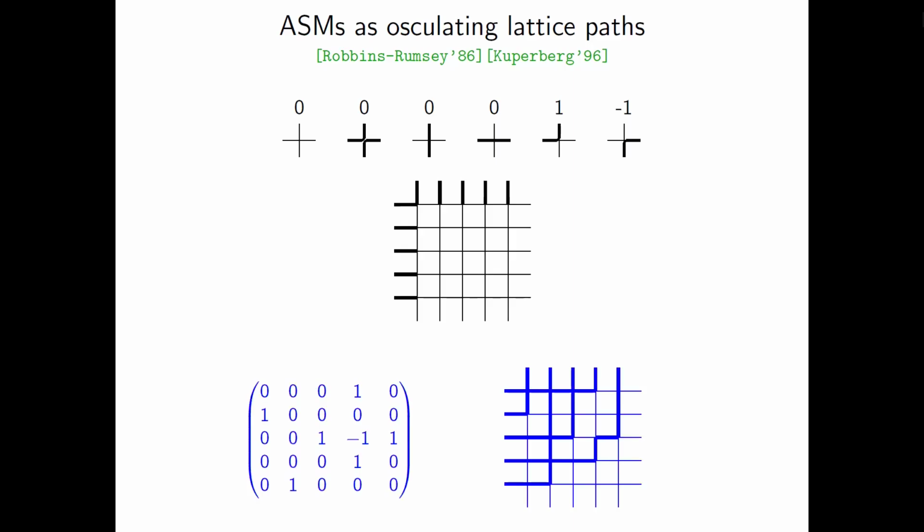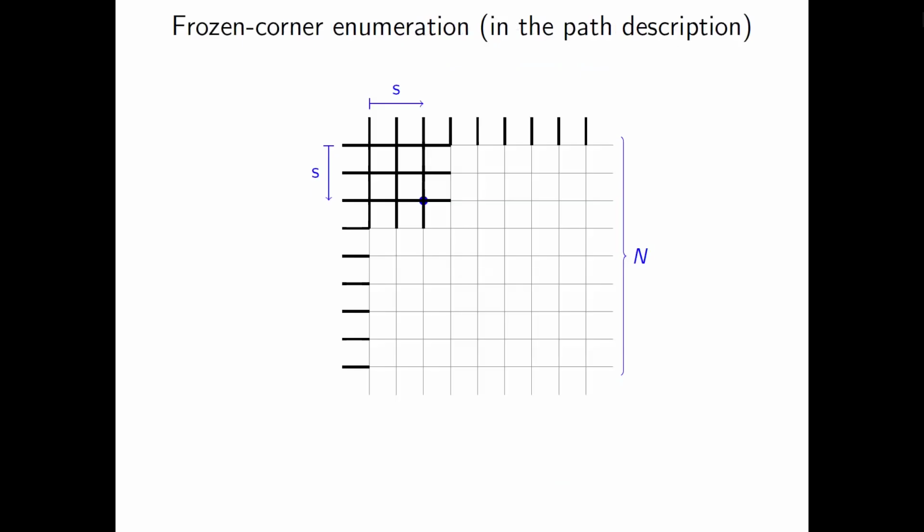The point is that the first row of the list of weights over there is implementing the alternating condition of the alternating sign matrix, while the boundary condition, the second row, is implementing the sum rule to be 1 on all rows and columns. So frozen corner enumeration is, in this language, translated to the condition that you have a fully packed path in a square in the top left corner.